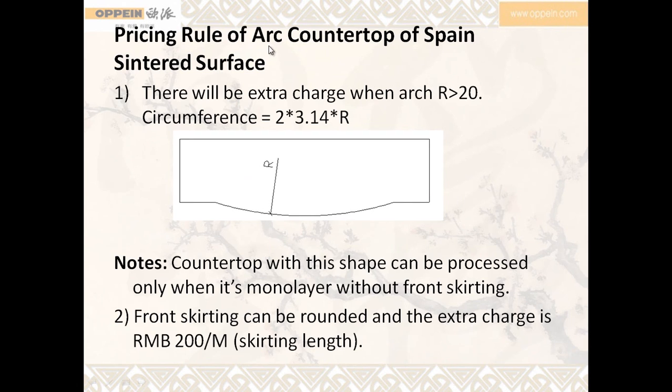Here, pricing rule of arc countertop of span sintered surface. 1. There will be extra charge when arc R is more than 20. Circumference equals to 2 multiply 3.14 multiply R. Here is a note. Countertop with this shape can be processed only when it's monolayer without front skirting. 2. Front skirting can be rounded and the extra charge is 200 RMB per meter.